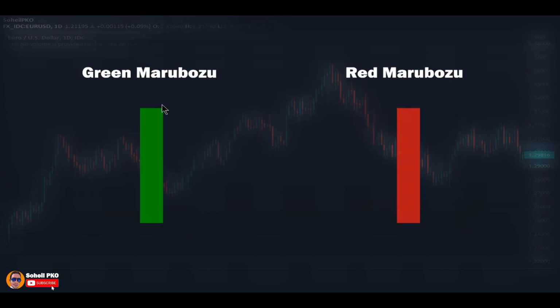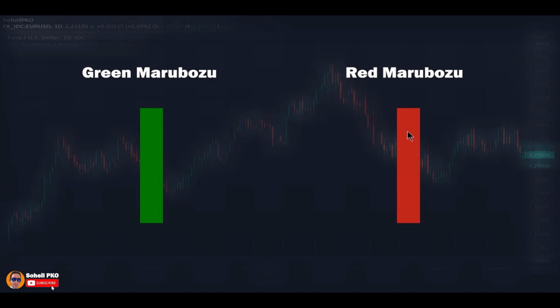And if there are no shadows and we have only a body, it's called marubozu. Marubozu is a Japanese word meaning shaved head or bald head. In green marubozu, the opening price and low price are equal, and the close and high are also equal. The candle shows that the buyers were very aggressive in the session, and they had full control from the open to close. This candle shows high buying pressure, higher than the long green candle we just discussed.